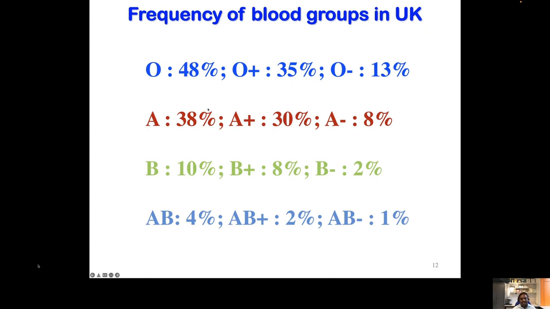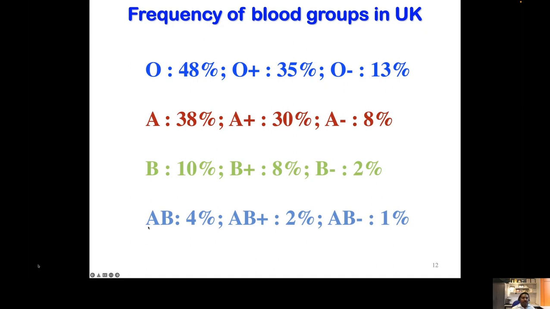And then when you come to A blood group, around 38% people in the UK got A blood group, and particularly A positive. Around 30% people got A positive, and then around 8% people got A negative blood. Okay, so O blood group is the most abundant one, and then the second frequent one is A blood group. And then when you go to B blood group, only 10% people got B blood group. Okay, so particularly B positive, only 8%, and B negative, only 2% people.